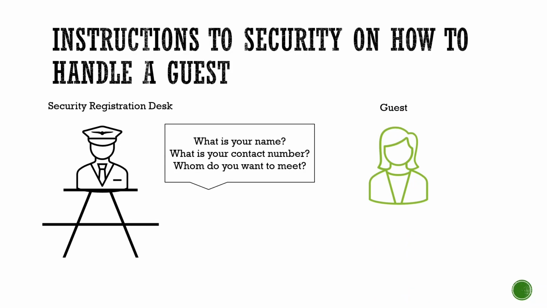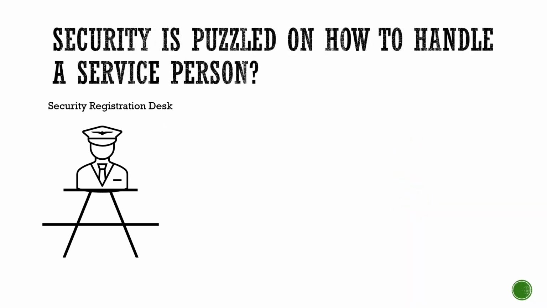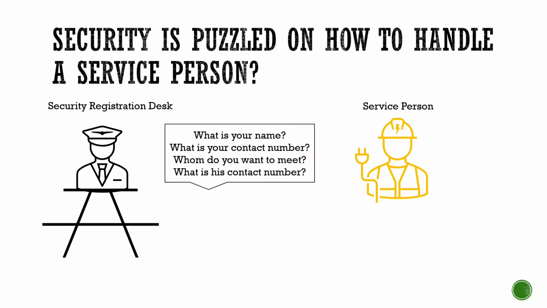All good. The security infrastructure that we created starts to work now. Now one fine day, a service person shows up at the desk. He doesn't look like a guest. The security guard comes to you and asks for instructions on how to handle the service person. You give him a set of questions to ask. Again, the security infrastructure continues to work after this change.